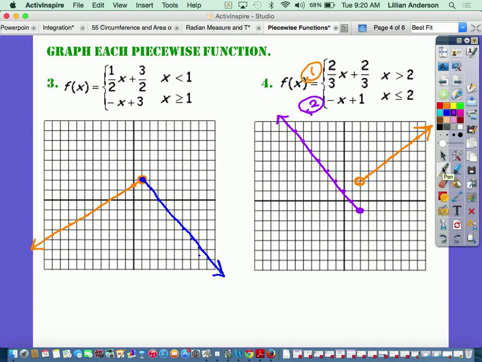So they don't have to touch, like they do in example 4, but they could touch like example 3. They still are comprised of piecewise functions. Okay?